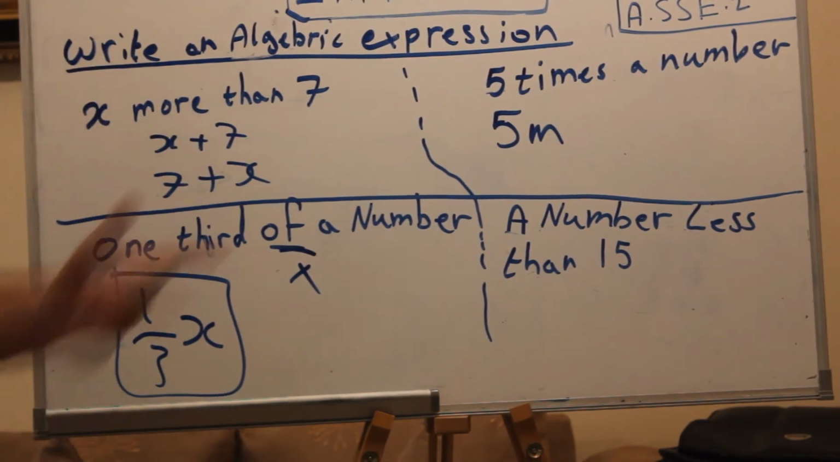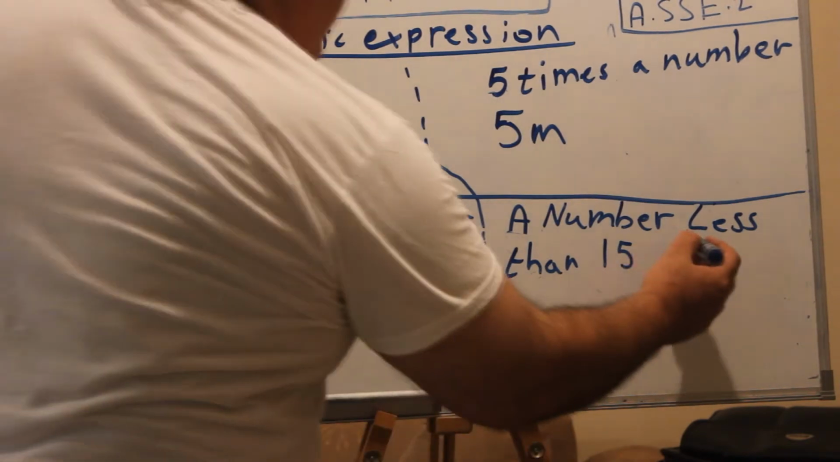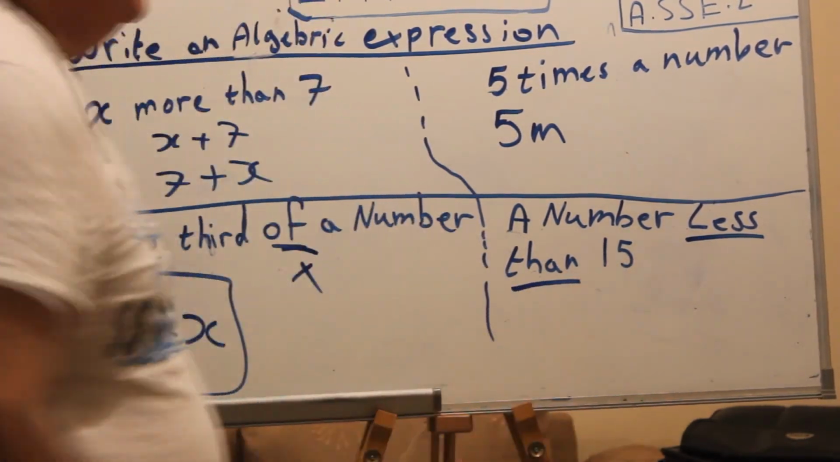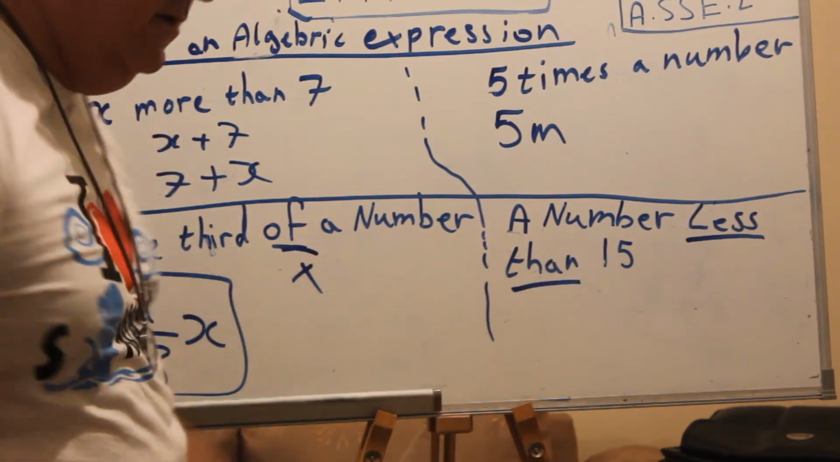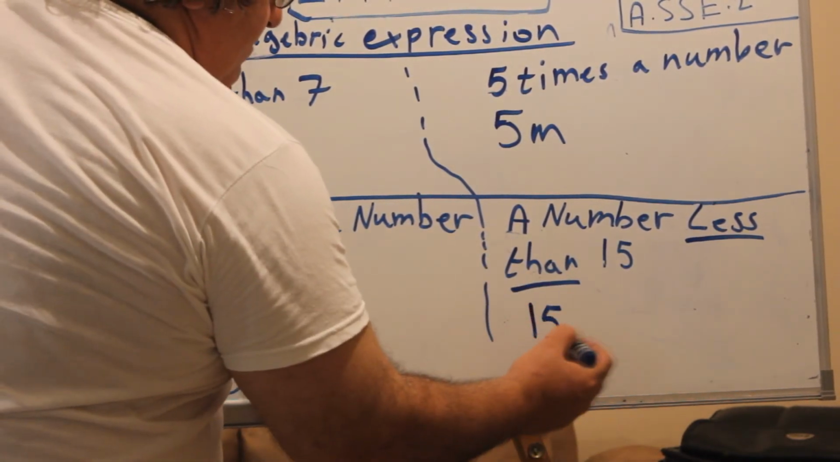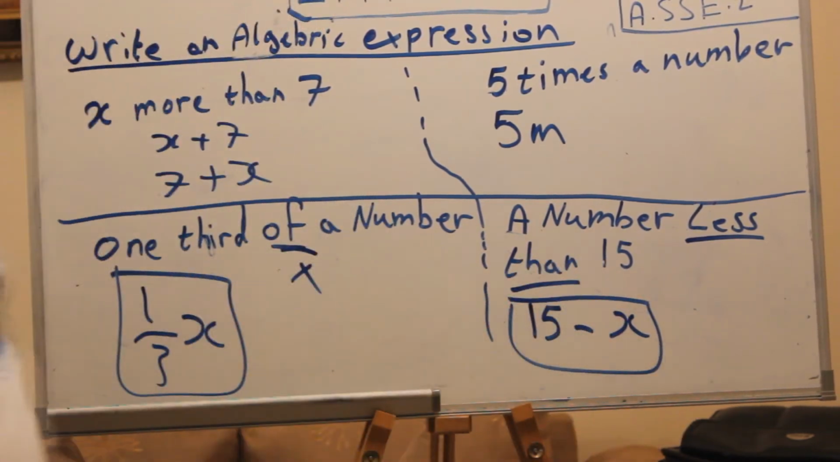So is it easy? More than? Whatever it gives you, apply the words. Only be careful, as I told you, with less than. So a number less than 15, you have to put 15 first minus the number, not the number minus 15, only in less than.